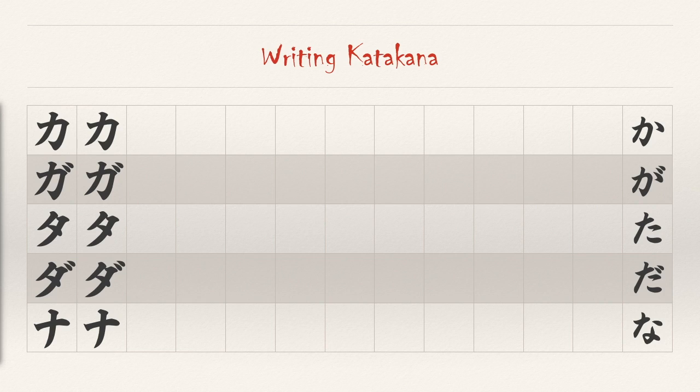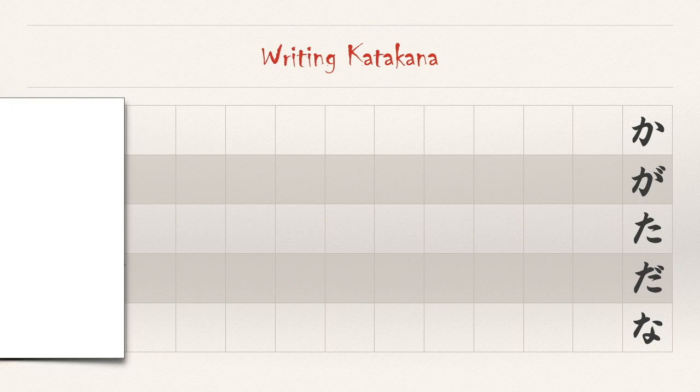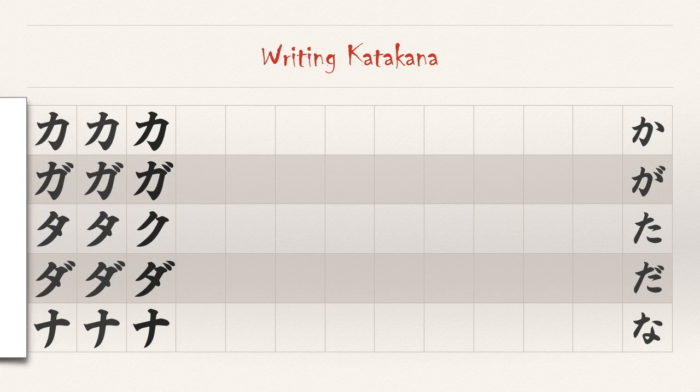Instead of just copying the characters, try this. Cover the left columns with paper and try writing the characters from memory. Ka, ga, ta, da, and na. Now we can uncover the characters and see how well we've done. If you got them right, relax. Come back to them later. Then you can cover the completed characters and go at it again.